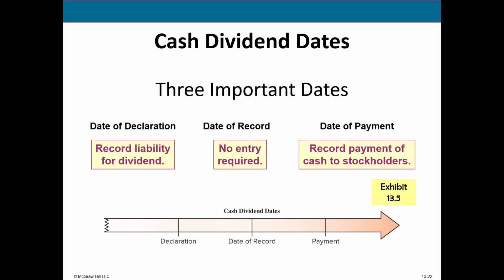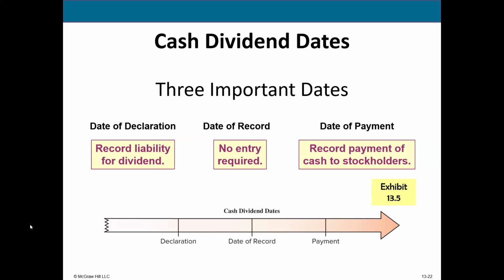The second date to be aware of is called the date of record. This is where we identify all of our shareholders, identify who's going to receive the dividend. There's no journal entry required there, but it's just important to note that this is the date that we cut off and say, hey, this is the number of people that have shares of stock. This is who's going to receive the cash dividend. And then, of course, the date of payment. Date of payment is very simple. We debit common shares of stock dividend payable, and we credit cash.